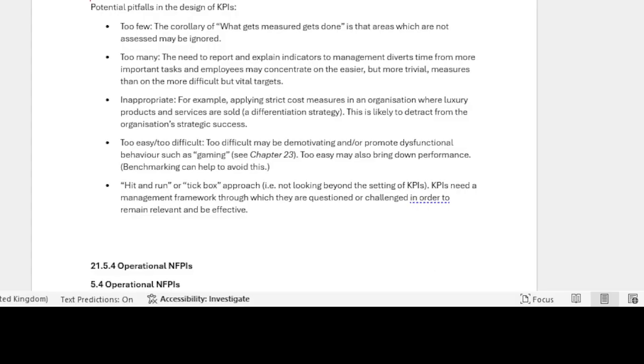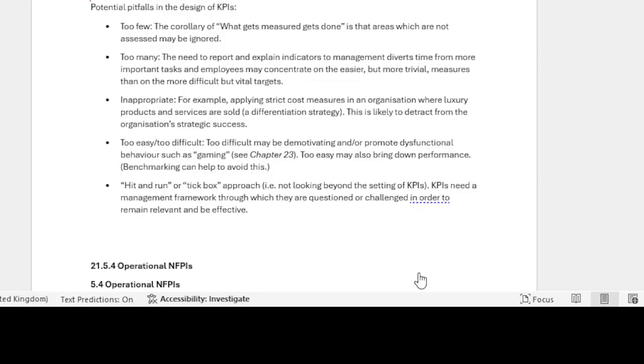So the other pitfalls involve, for example, having too many different indicators that we need to explain to management. It means the more different indicators we have to report on, the more time we shall need to explain all this, or to measure these different KPIs.